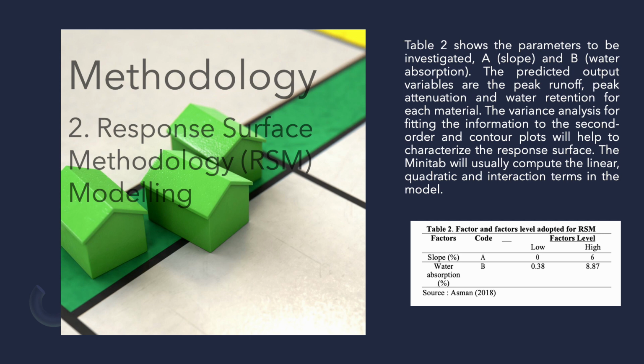Table 2 shows the parameters to be investigated: A, slope, and B, water absorption. The variance analysis for fitting the information to the second order and the contour plot will help to categorize the response surface. Minitab usually computes the linear, quadratic, and interaction terms in the model.